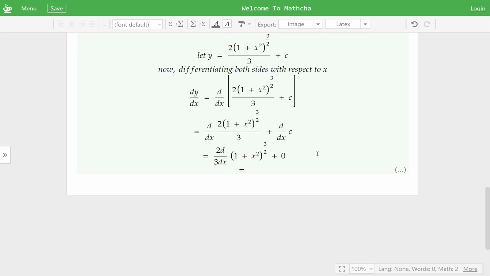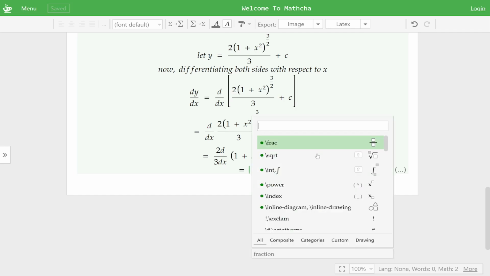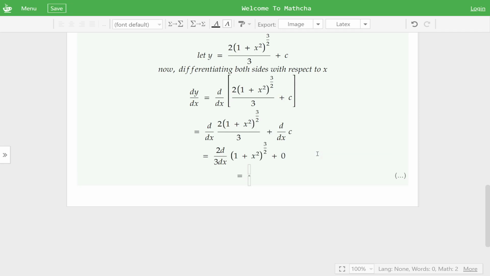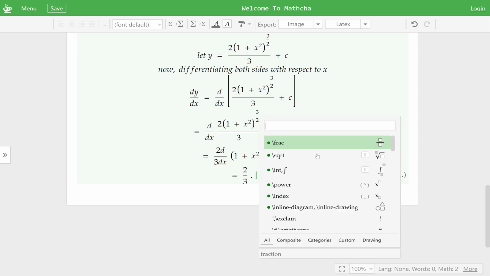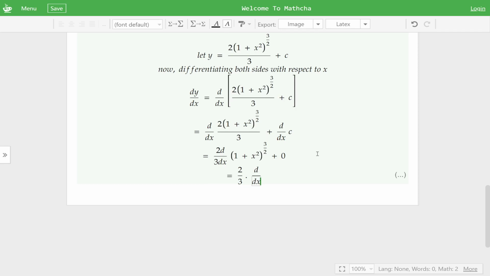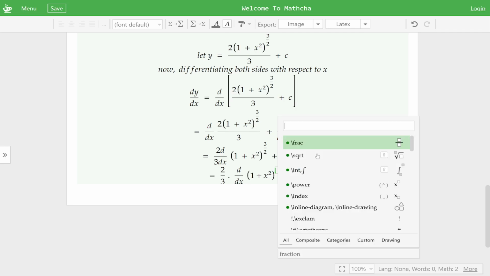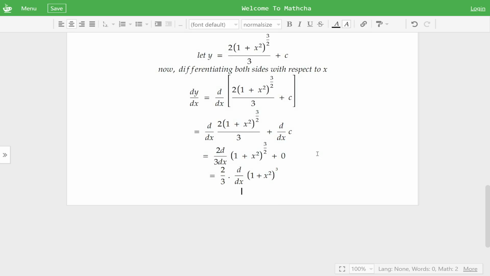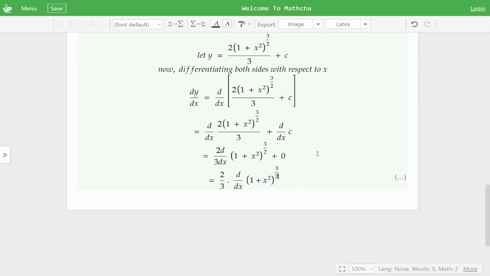now if we look very carefully, we have gotten into a situation that's kind of not so good. We write it in proper notation, 2 over 3 times d over dx of 1 plus x squared raised to the power 3 over 2. Now, in this situation, what do we do?